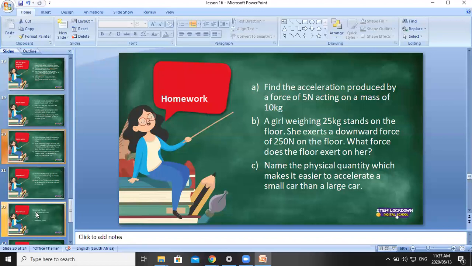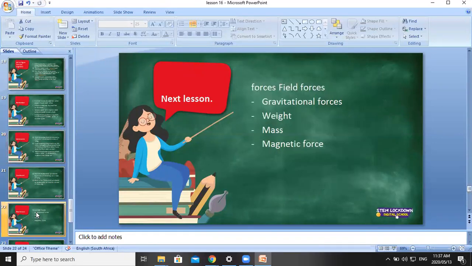So tomorrow, grade 9, tonight, after writing your homework, you can do your reading on gravitational force, weight, mass, and magnetic force. It's going to be nice. I love magnetic forces. And then if you still want to learn more, you can follow that link there.